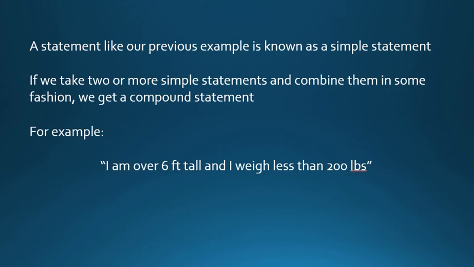If I take a look at this compound statement right here, we see that there are two simple statements making up this thing. There's, I am over 6 feet tall. That can objectively be made true or false. And then, I weigh less than 200 pounds. That can objectively be made true or false. Another example, if the sky is green, then pigs are purple. Once again, we have two simple statements there, each one objectively determined to be true or false.